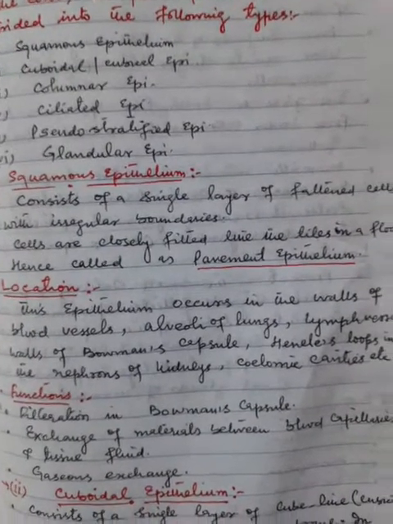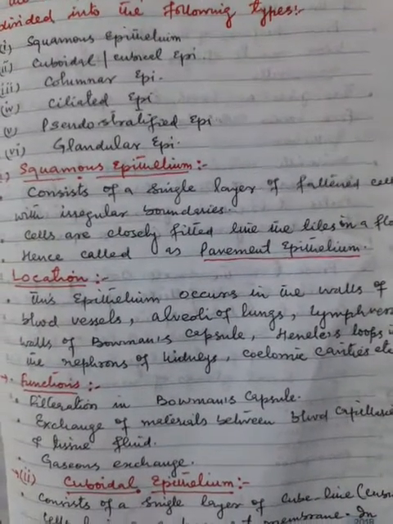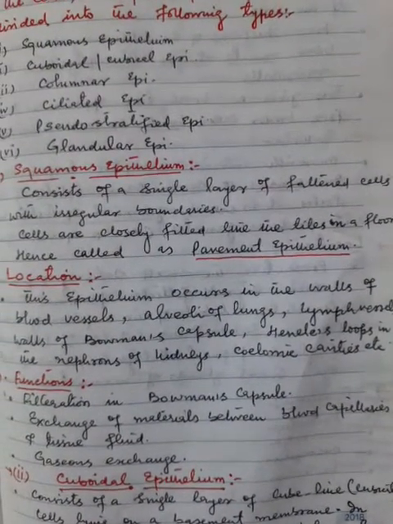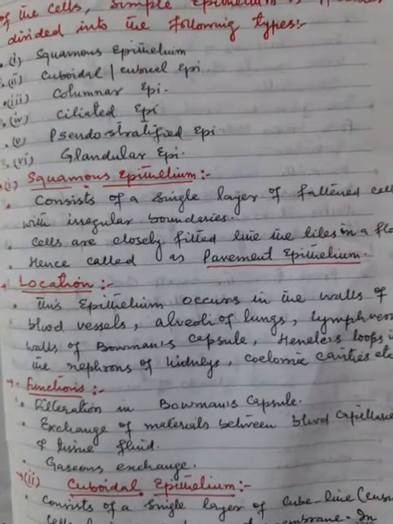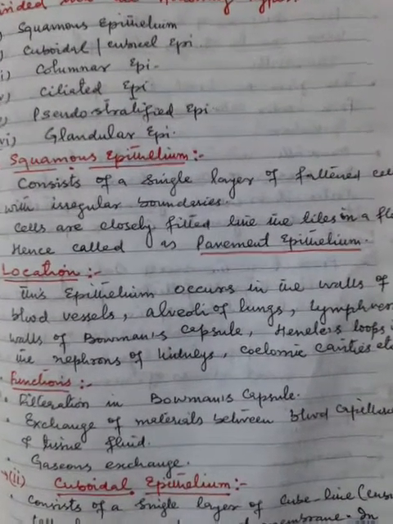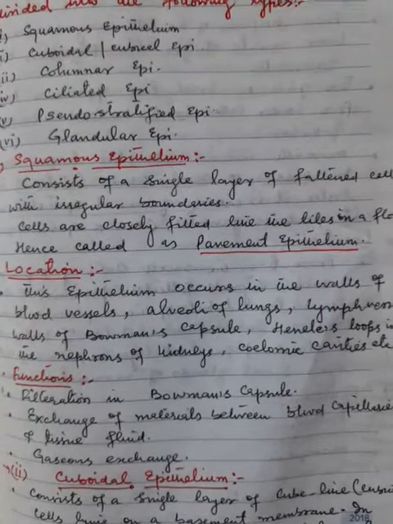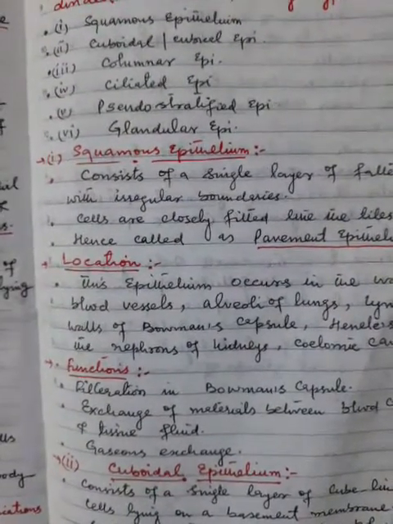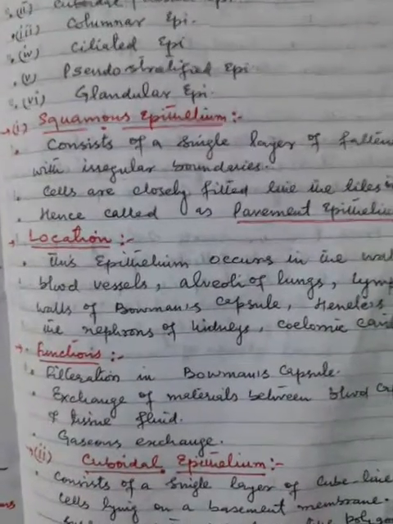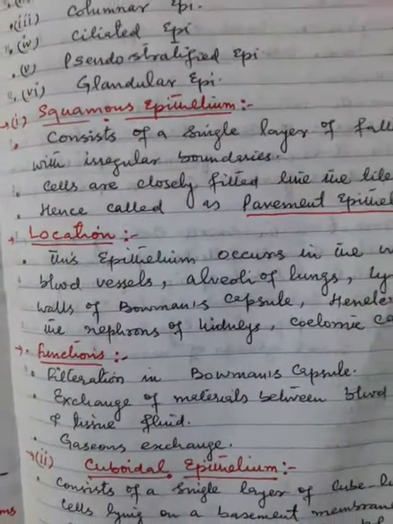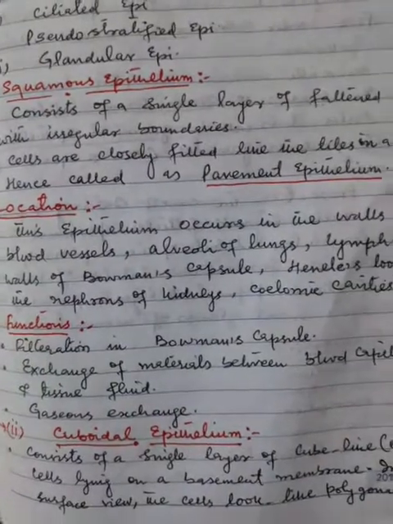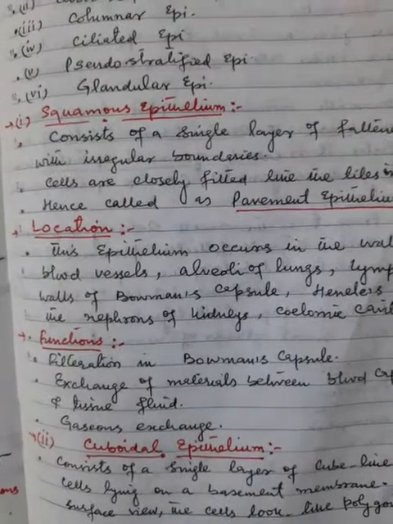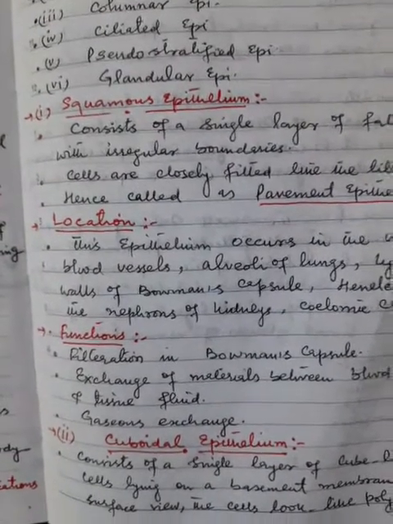Now location of squamous epithelium. Squamous epithelium occurs in the walls of blood vessels, alveoli of lungs, lymph nodes, walls of Bowman's capsule, Henle's loops in the nephrons of kidneys, coelomic cavities, etc. Now the functions of squamous epithelium. Functions: filtration in Bowman's capsule, exchange of materials between blood capillaries and tissue fluid, and gaseous exchange.